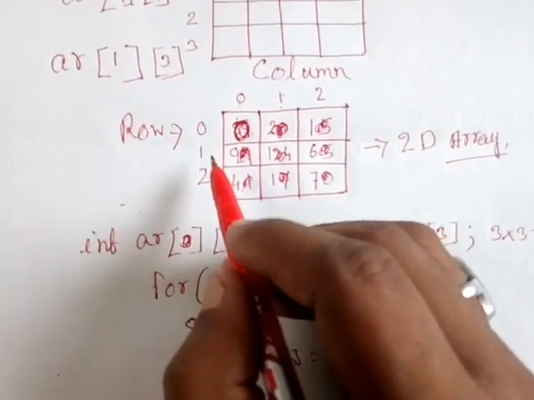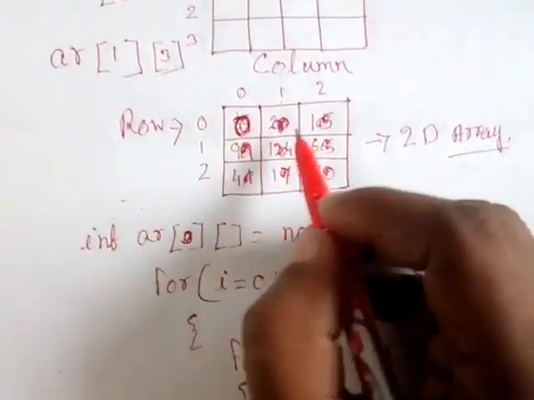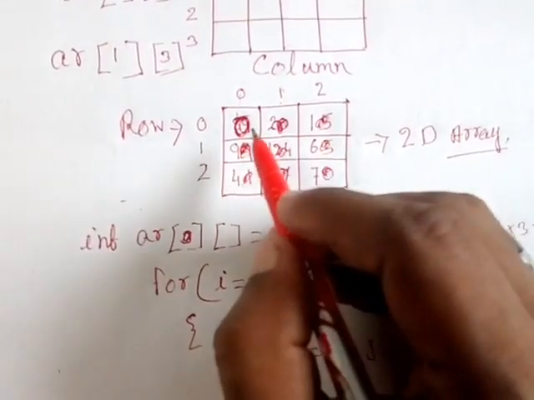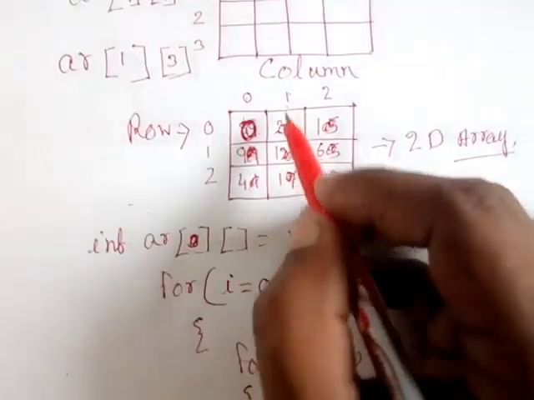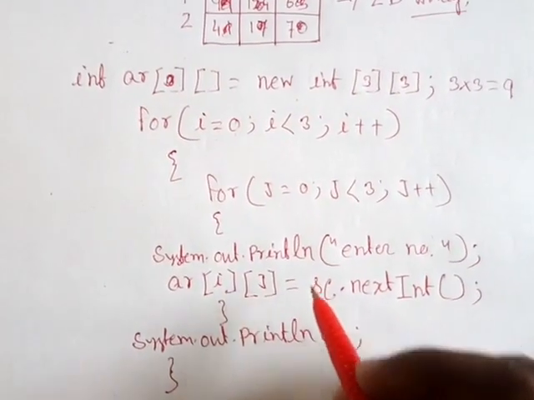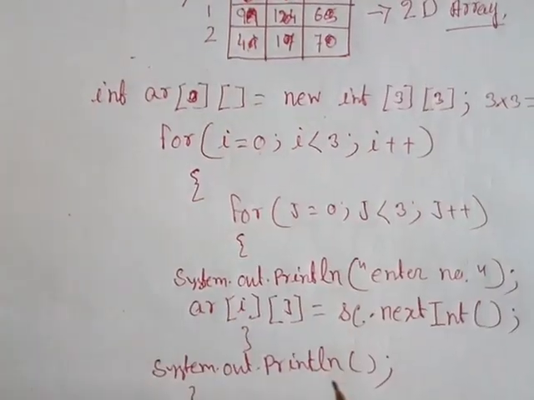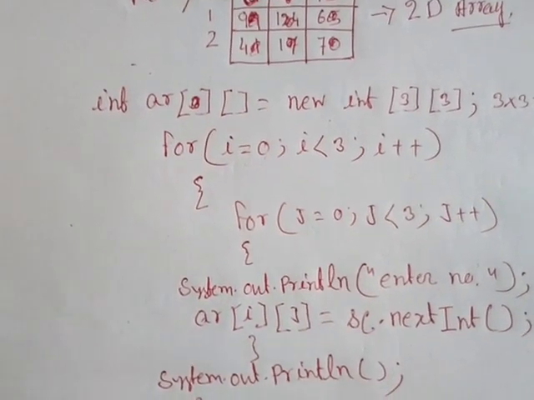So a 2D array always represents data row-wise and column-wise, that means matrix-wise, 0 1 2. It looks like Excel. See, 0 number row, 1 number row, 2 number row, 0 number column, 1 number column, 2 number column. So how to represent it? Using this programming technique. Okay students, now we will see some programming from the book, so that our concept will be clear.